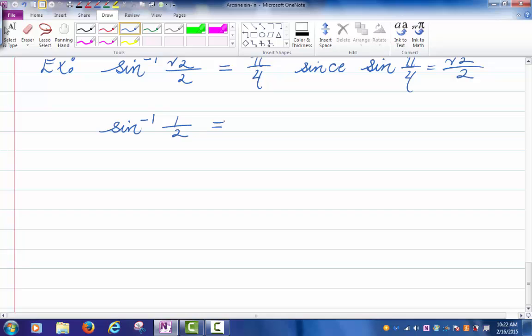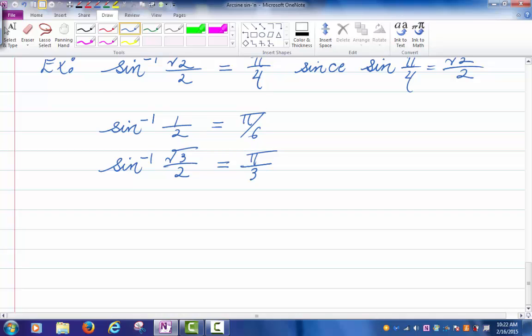For which angle do you get sine equal to half? Pi over 6, 30 degrees, pi over 6. Right? And what is sine inverse of root 3 over 2? Pi over 3. Is that okay?